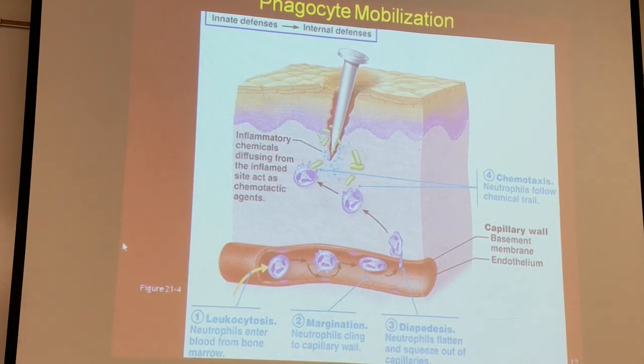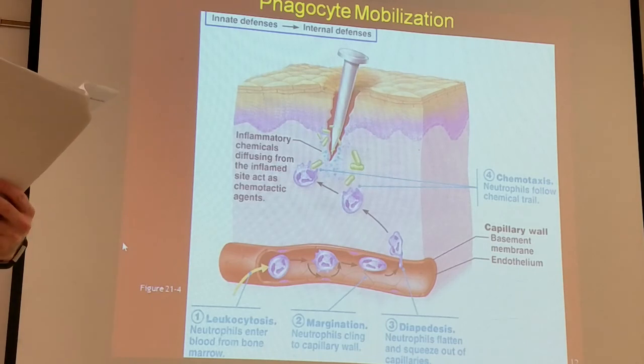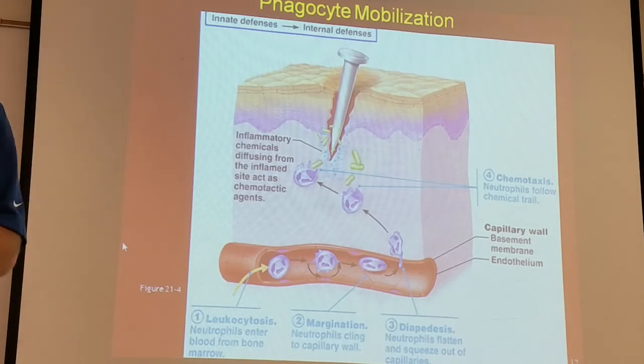Differentiate between humoral and cell-mediated immunity. Well, that takes us into the third line of defense, the specific defense, and that's a big discussion. So we'll pick that up on Thursday.